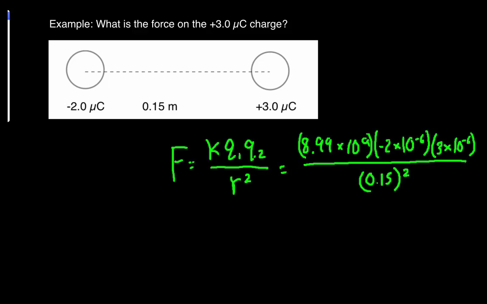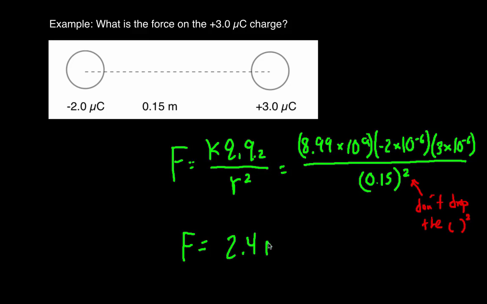Be really careful when you're doing Coulomb's law calculations. It's really easy to forget to do the squared. Don't drop the squared, especially in your calculator. Sometimes students will actually write it out in the question and then just forget to hit the squared button in their calculator. This gives us a force equal to 2.4 newtons.